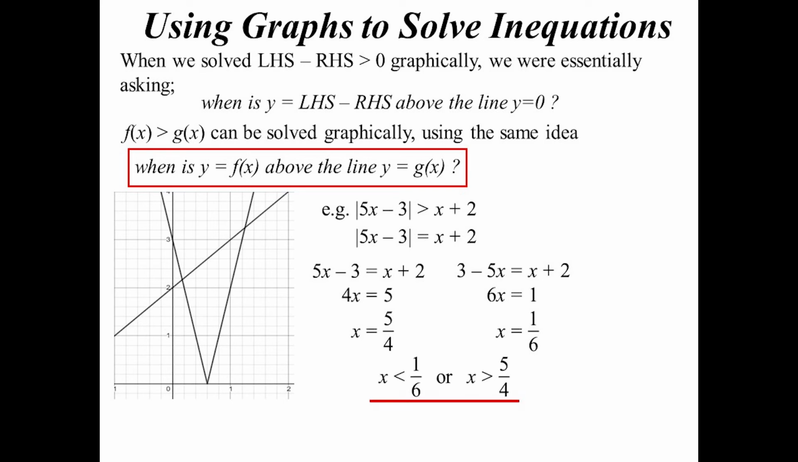So, all right, we now know our two points of intersection, and we can see the absolute value would be above on the left-hand side of that point of intersection, which is 1/6, and on the right-hand side of that point of intersection, which is 5/4. As I say, not necessarily the best method, because in this case, I had to solve the equation anyway. I had to find the critical points anyway. I may as well just then have tested in between the points.